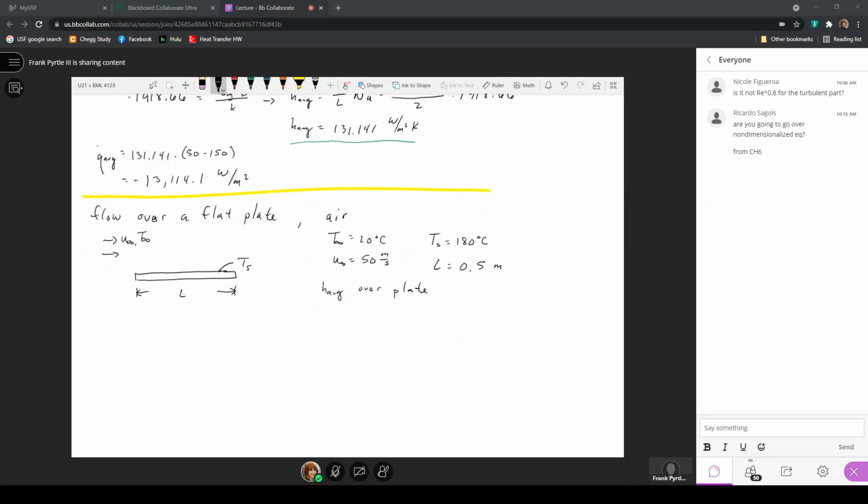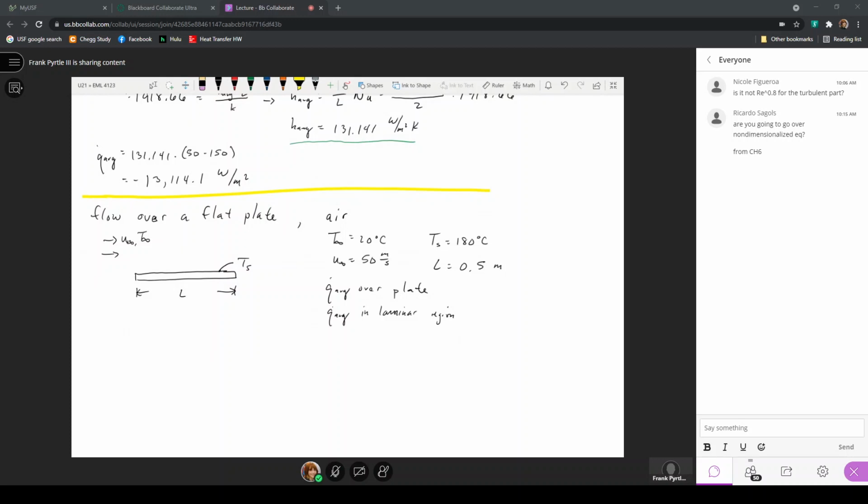And also, well, actually, let's say the heat flux, the average heat flux over the plate. And let's look at how the average heat flux over the entire plate compares to the average heat flux in the laminar region, and the average just in the laminar region, that'll be fine.